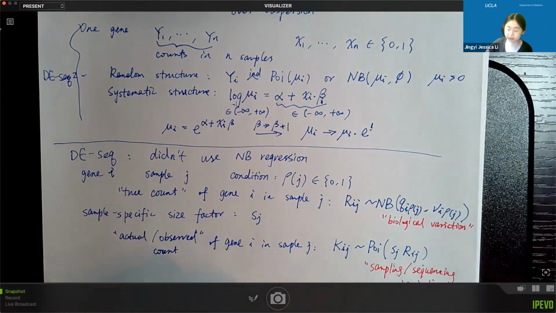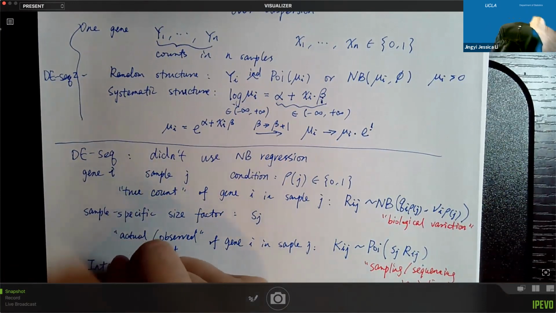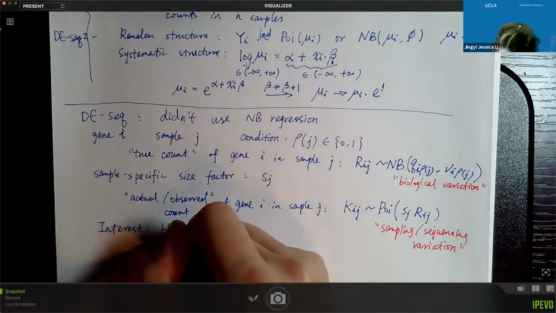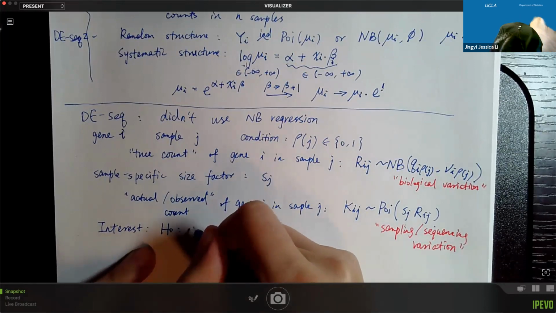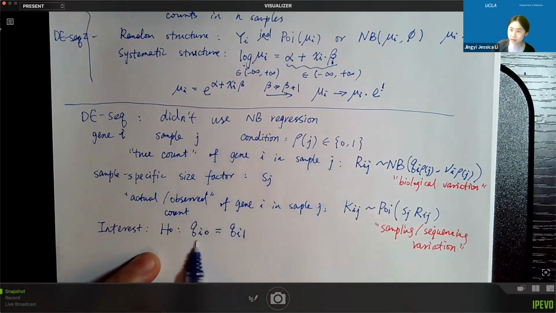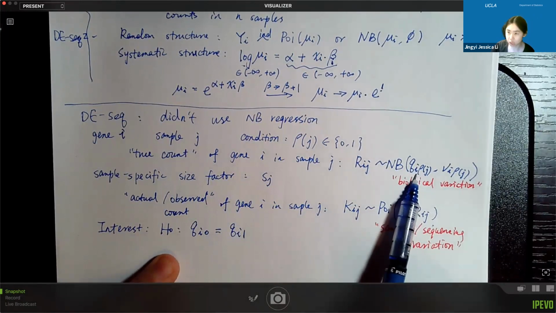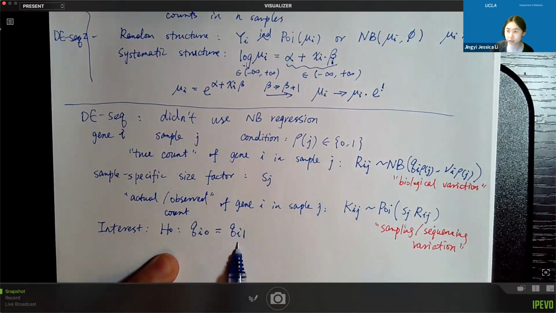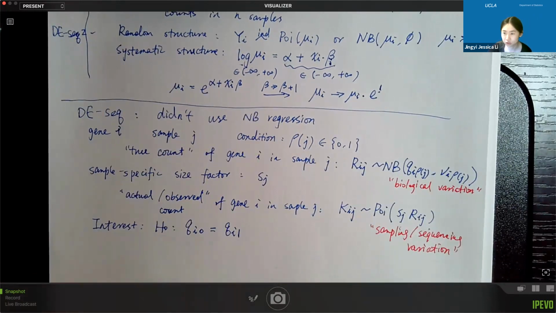The second layer of randomness. And then what the author is ultimately interested in, the interest of doing this modeling, is to answer this question in our null hypothesis. That is, does my Qi0 equal Qi1? You want to see whether you can reject this null hypothesis. In other words, does the negative binomial mean differ between condition 0 and condition 1? That's the question you want to address.